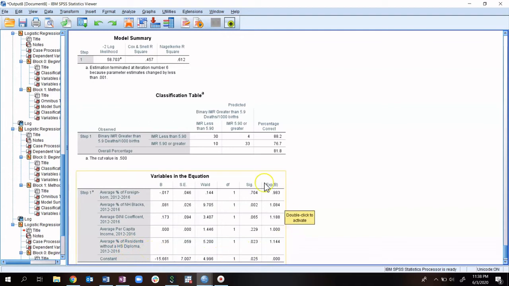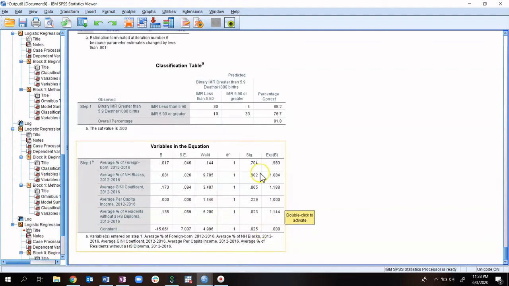Okay, now for us, what this means, looking at this regression table, we've got significance values, 0.704, not significant, 0.002 is significant, 0.065, not significant because it's greater than 0.05, 0.229, also not significant because it's greater than 0.05, 0.023 is less than 0.05, so it's significant.